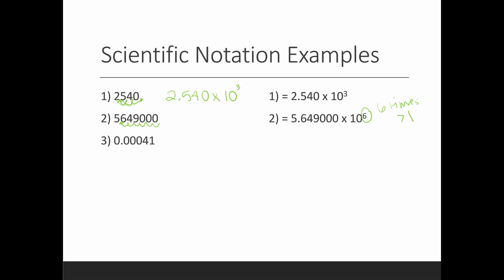Another one. So I have a number that is smaller than 1, so my exponent should be negative. And I'm going to move that decimal 1, 2, 3, 4 times. So I will get 4.1 times 10 to the negative 4 because I moved the decimal 4 times. Negative because the number is smaller than 1.